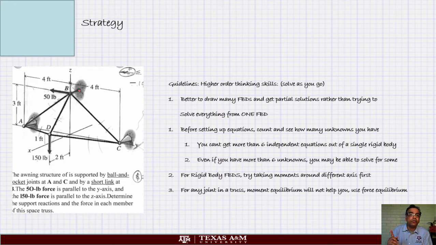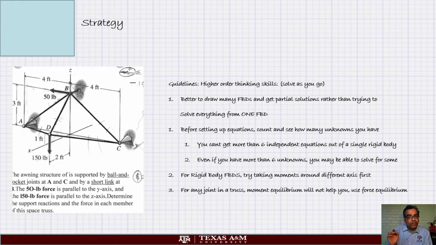You cannot get more than 6 independent equations out of one rigid body in 3 dimensions. So if you have more than 6 variables, you will find that you will not be able to solve for all of them. That doesn't mean it's a waste. What it means is that you may be able to solve for some but not for all.